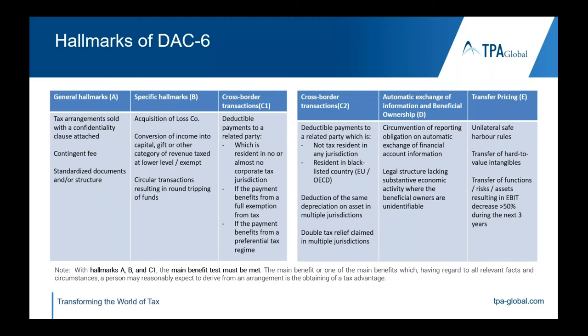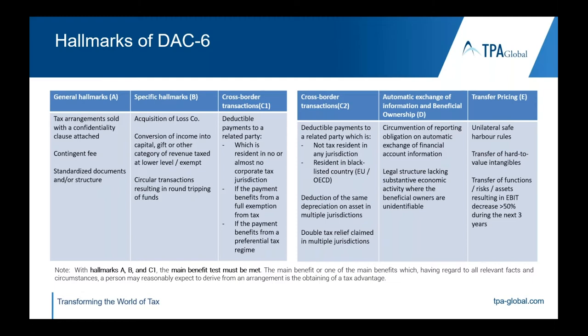As Steve explained earlier, for a cross-border transaction to be reportable, it needs to meet one of the hallmarks as mentioned in the DAC-6 EU initiative. As you can see on the slide, there are different types of hallmarks, A to E. Before I go over each category in detail, it's useful to know that for some of the hallmarks, in order for an arrangement to be met under a certain hallmark, the main benefit of such arrangement has to be the obtaining of a tax advantage, and for some of them you do not have to have a main benefit that is a tax advantage.